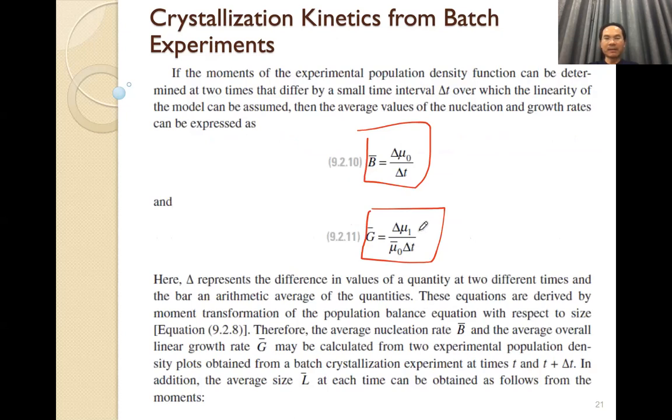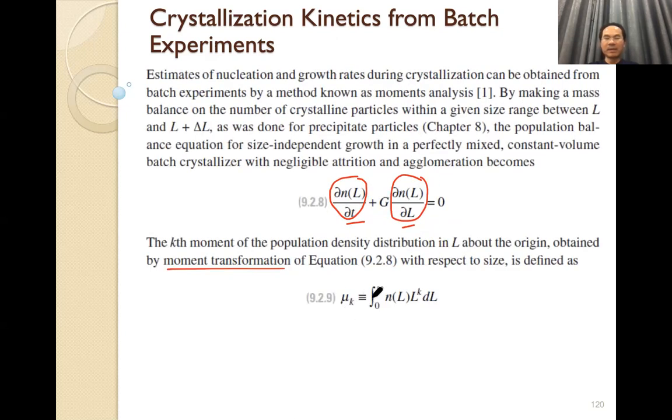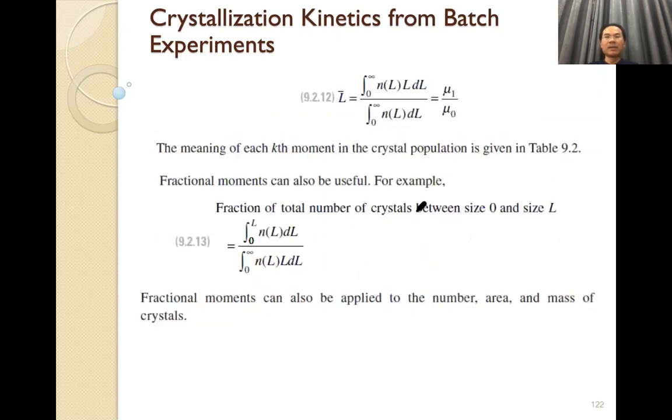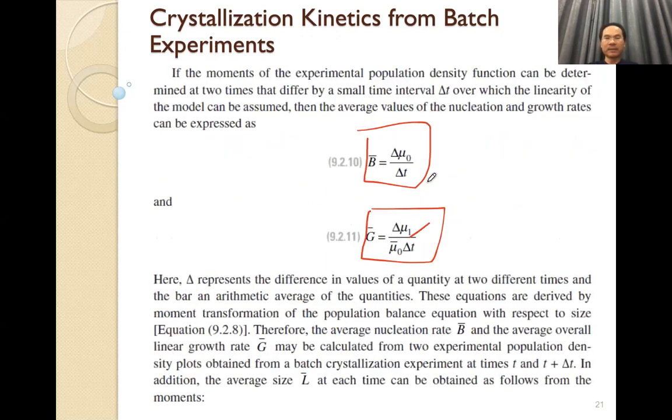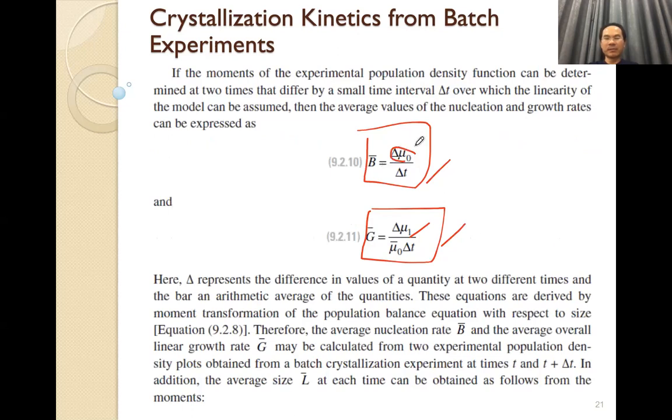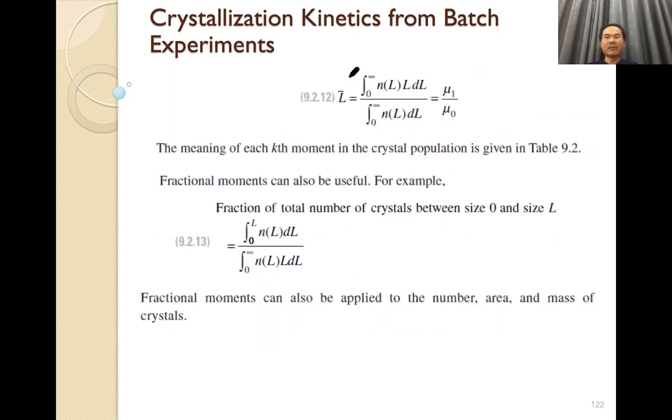For mu 1, mu k equals the integral from 0 to infinity of n(L) L to the power 1 dL. This is mu 1. This is the birth rate, and this is the growth rate. We can calculate them based on moments. This is a moment about the origin. That's a moment about the origin. This is delta mu 0, delta mu 1. And the average size is equal to mu 1 divided by mu 0.